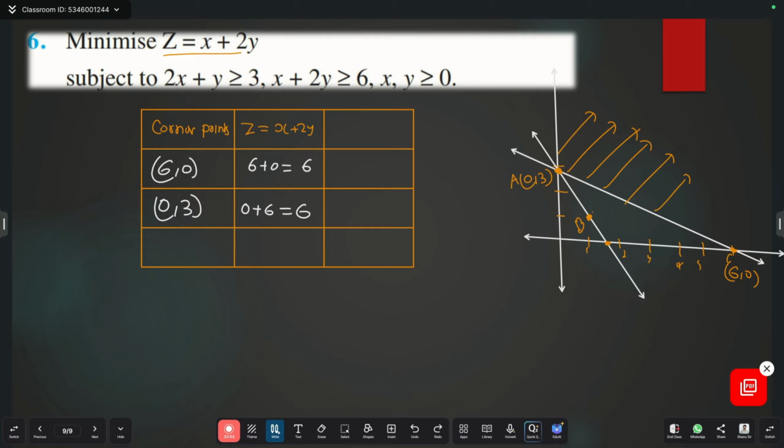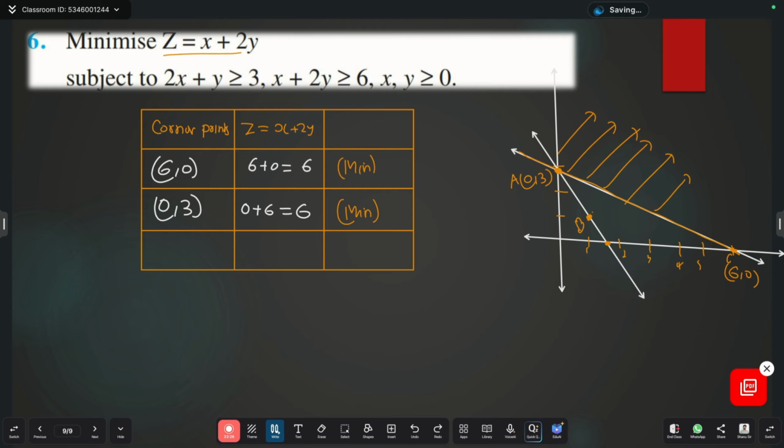We want to minimize, so if only one value is coming, that is the minimum. So this is minimum, and this is also minimum. But if you observe this line, on this line you take any point, suppose I take 2 comma 2. So many infinite points are there on this line. Now check the function's value: 2 plus 2 into 2, again 6 coming.